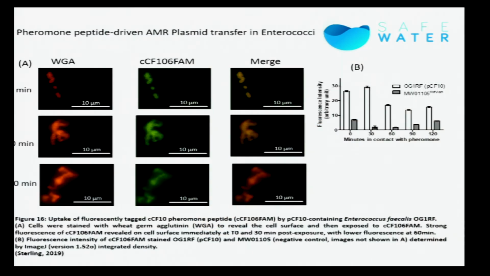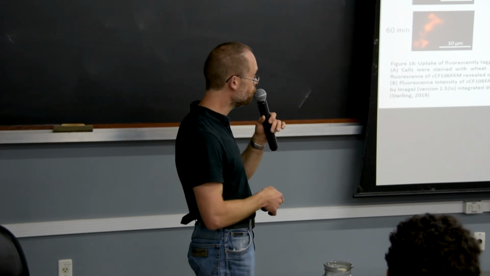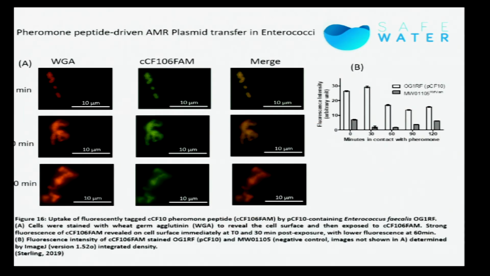So we stain with wheat germ agglutinin, and we see cells, they're there, they're red. We have our pheromone peptide with carboxyfluorescein on it, and we can see that at time 0 and 2 minutes, we have a lot of green. And this indicates that the peptide is sticking to the cells that have the plasmid in them. It reduces a little bit at 60 minutes, but this is supported by the literature, which says that binding is pretty much immediate, builds up maybe a little bit over 30 minutes, and then decreases thereafter.